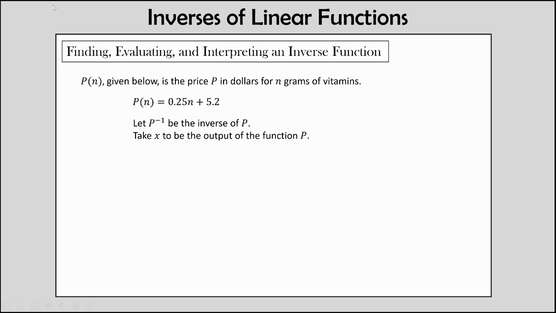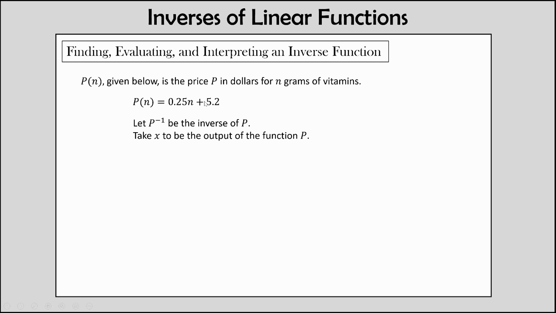So if you look up here in the function itself, you can see that it's 0.25n. So that's 25 cents per gram plus $5.20 will give you the total cost of buying n grams of a vitamin. So if you know however many grams you want to buy, you plug it in here, do the calculations, that tells you the price. We're going to find the inverse of this function. And it says take x to be the output of function P. We'll talk about that here in a second.